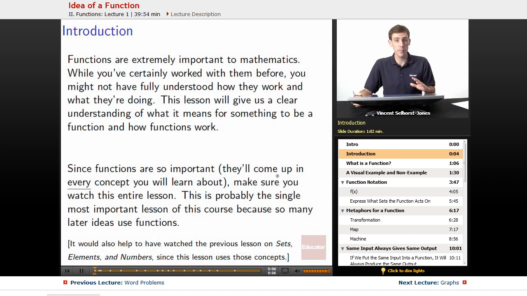Functions are extremely important to mathematics. You've certainly encountered them before, but you might not have fully understood how they work and what they're doing. This lesson is here to give us a clear understanding of what it means for something to be a function and how functions work. Since functions are so important, they're going to come up in every single concept you learn about in this course, and in every single concept you talk about in calculus, and they're going to keep coming up as long as you're studying math.